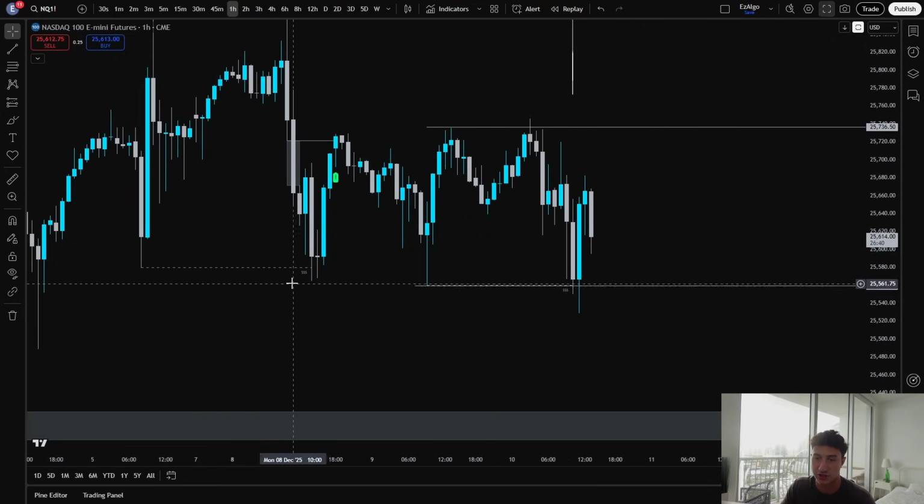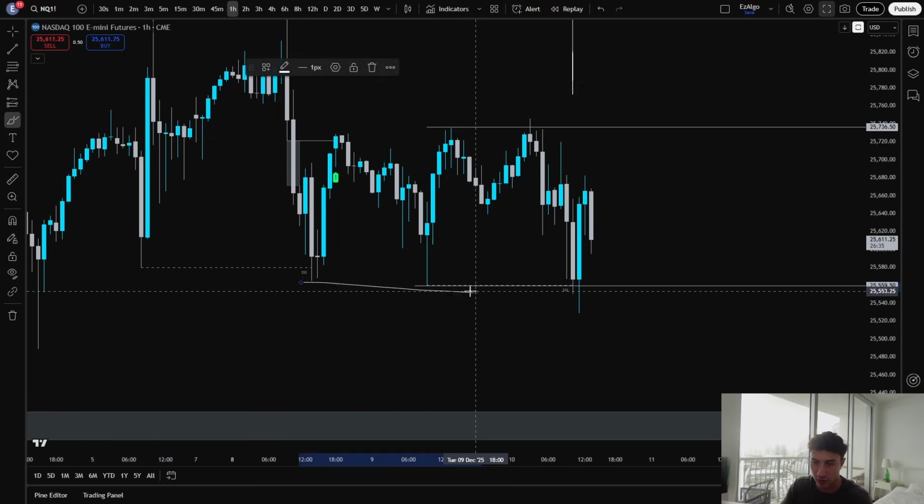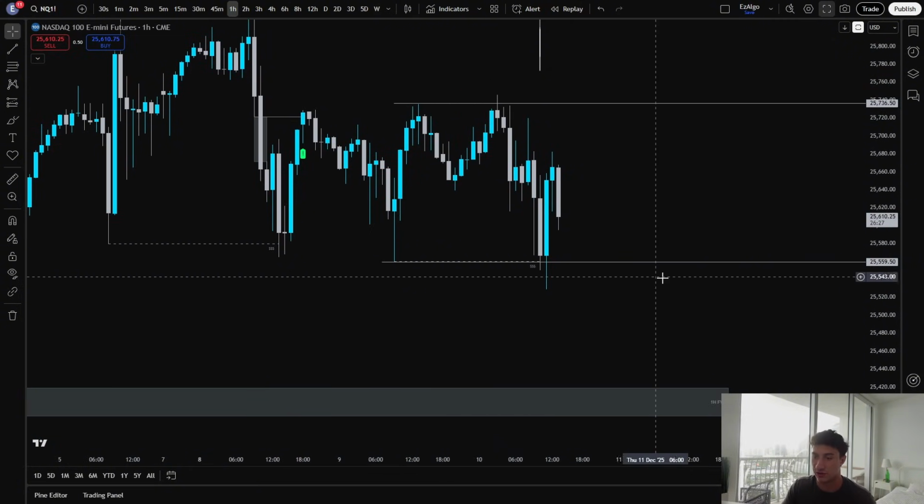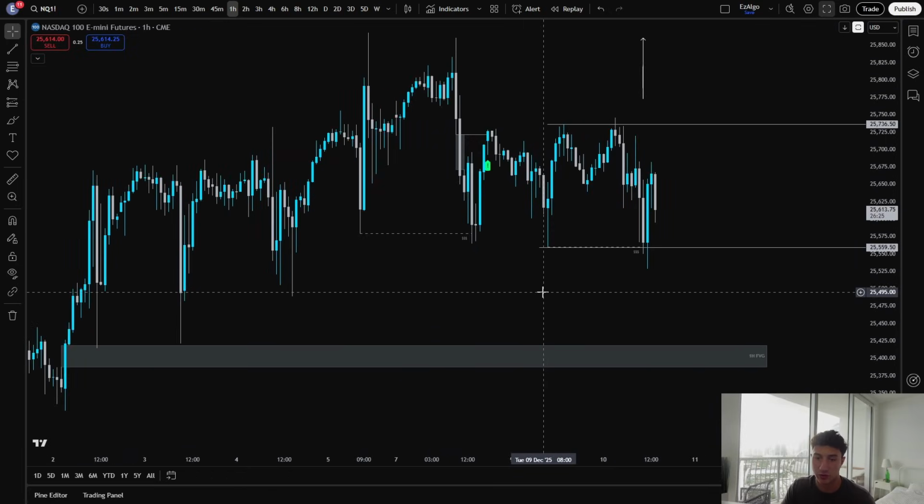Oftentimes you'll see reactions from these levels. Right? Again, sweep of previous day low, sweep of previous day low right here, sweep of previous day low, sweep of previous day high, sweep of previous day high. So those are going to be your external levels. These are the levels that we really want to look at.